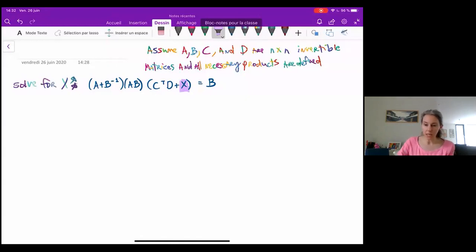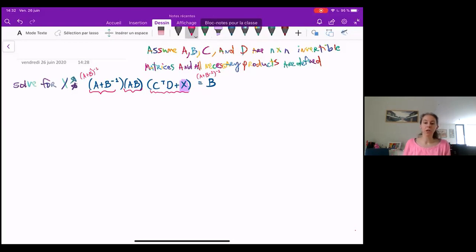Okay, so we're just going to go about this problem in one way, but as usual, there are probably multiple ways that we could approach the problem. The first thing I see is that my C transpose D plus X is inside of these parentheses here. So I need to move these two factors to the other side of the equation. When we have multiplication, the way we move things to the other side is by multiplying by the inverse. So I'm going to start by multiplying by (A plus B) inverse inverse on both sides.